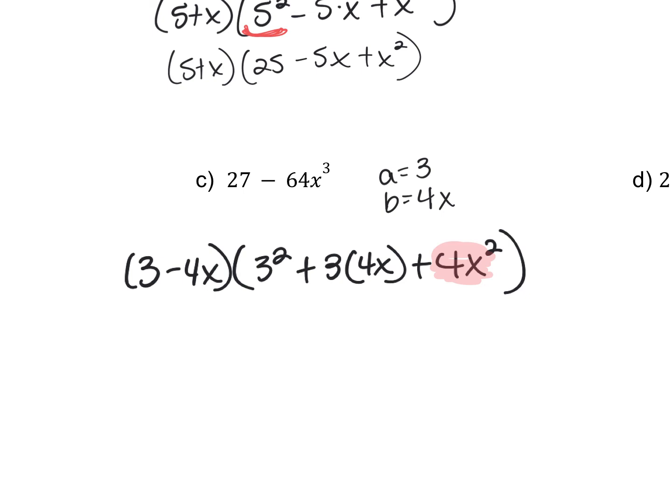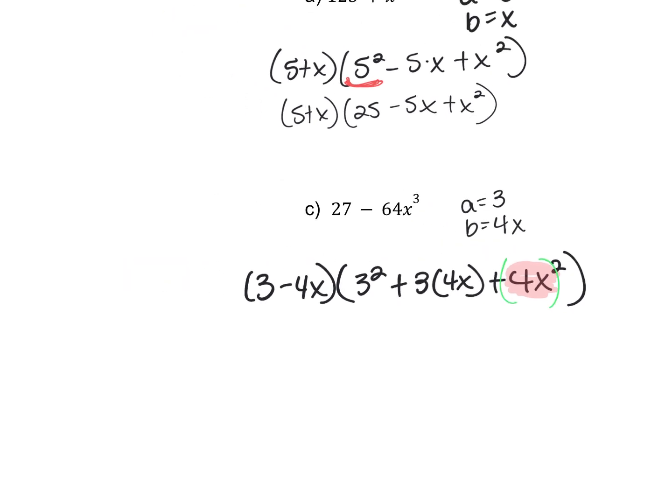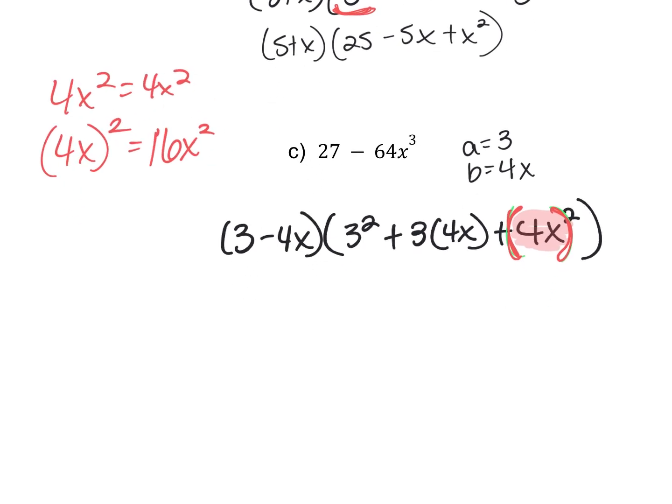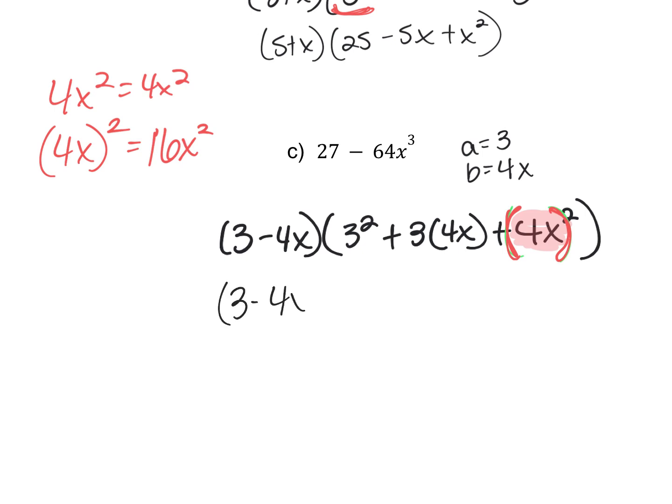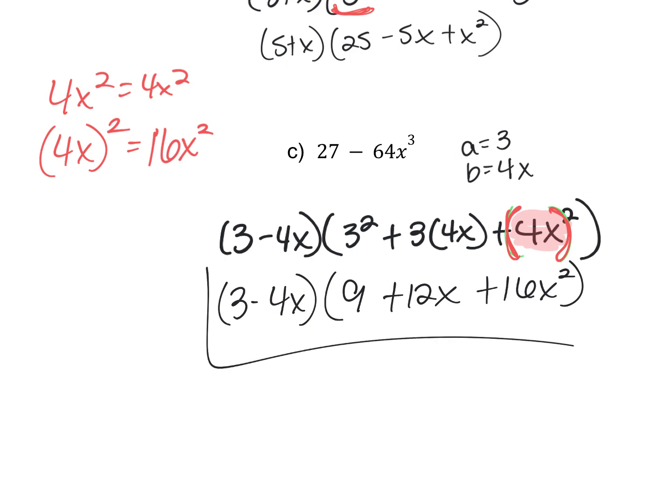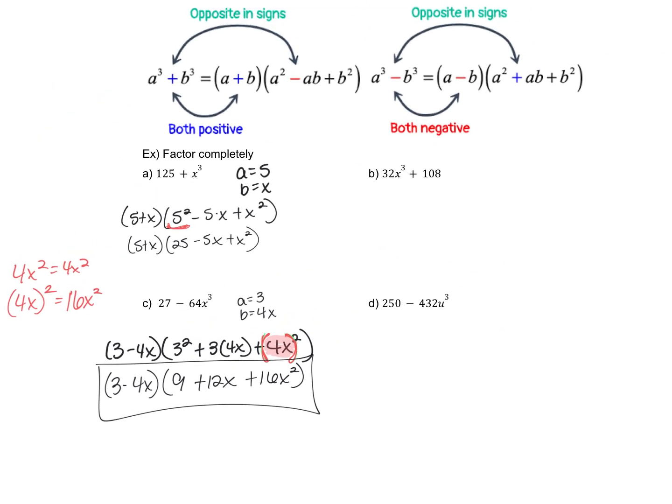Really, I should put parentheses around it because there is a difference between 4x squared and 4x squared, right? This one is just 4x squared. This one would be 4x times 4x, which would be 16x squared. So you really do need parentheses around that whenever you're doing that if it's more than one thing. Okay? All right, so let's clean this whole thing up. So that would be 9 plus 12x plus 16x squared. Done. All right, 2 more, then we're done.